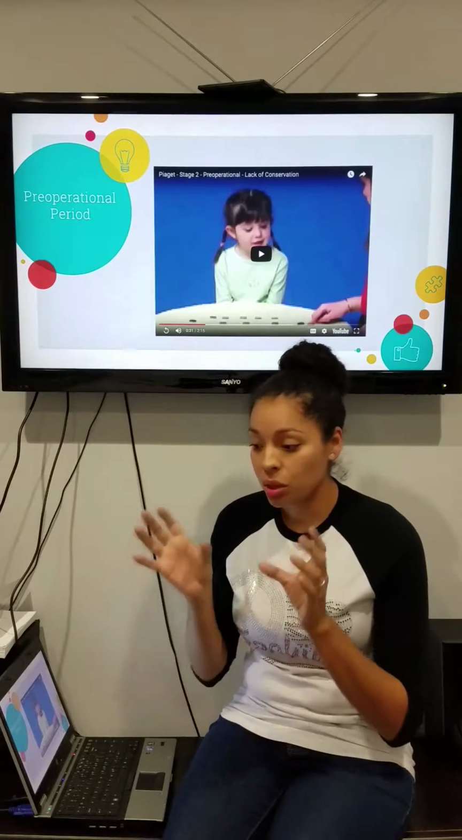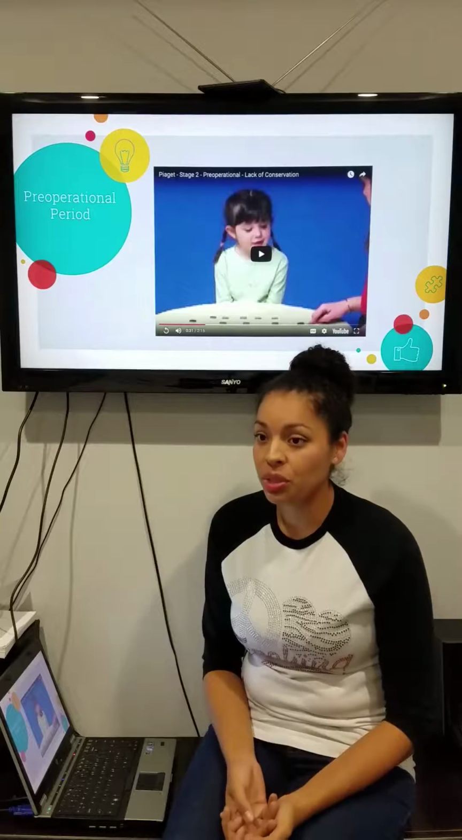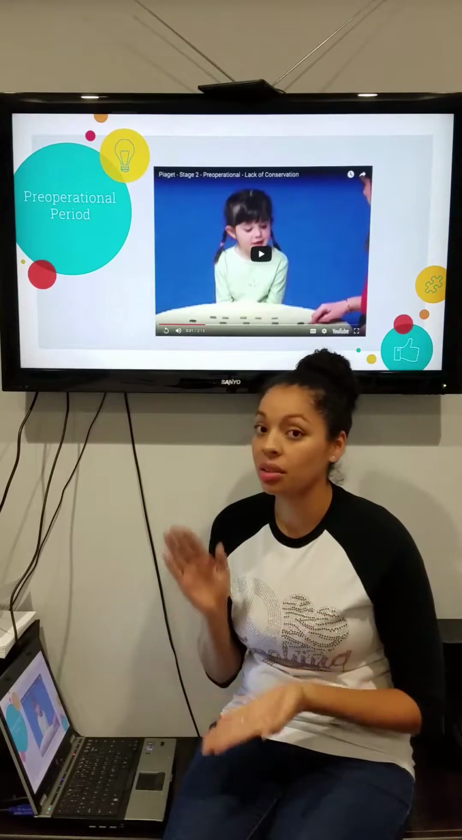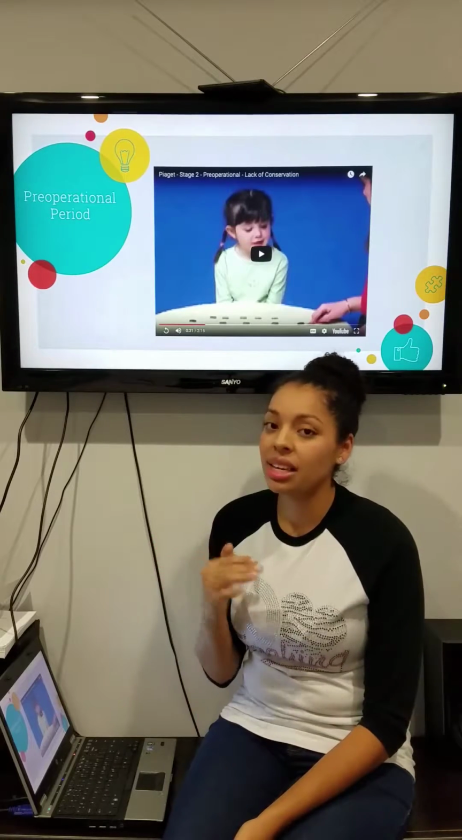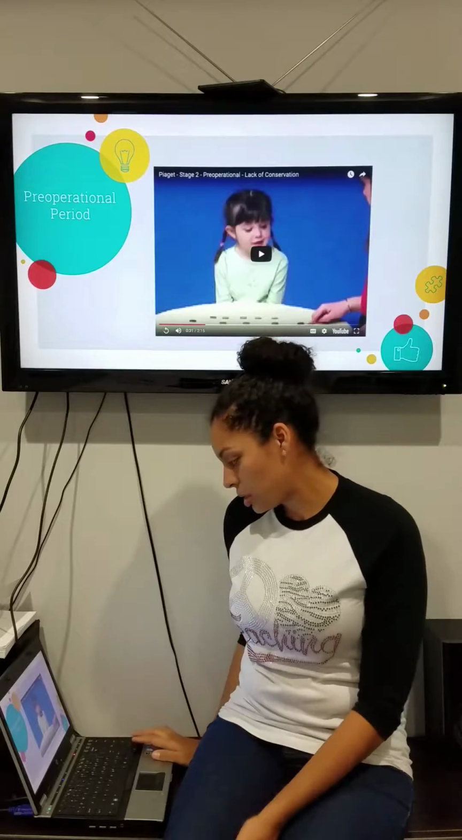It's just very concrete. So what she could see was that the taller glass had more juice. It appeared to have more juice, and that's why she said, even though she saw the lady pour it right in front of her, that the one with the taller glass had more juice in it. That's how they think at this stage.